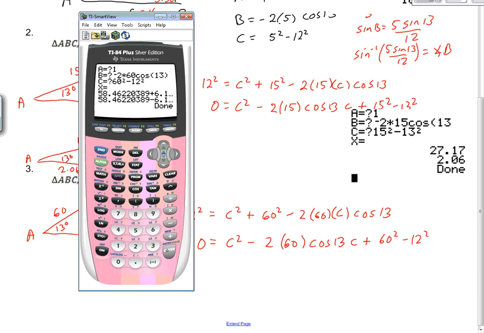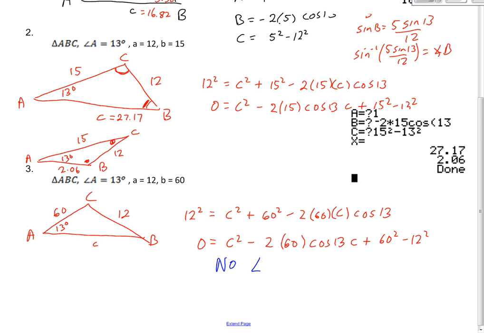But you see that 58.46 with lots of decimals plus 6.1 dot dot dot and 58.4 minus 6.1 dot dot dot. Well, that dot at the end of that dot dot dot is an i, which means the quadratic equation is telling you that the solutions to this quadratic equation are imaginary numbers. C cannot be an imaginary number for a side of a triangle. So in this case, we would say no triangle can be formed. No triangle. And that's it.